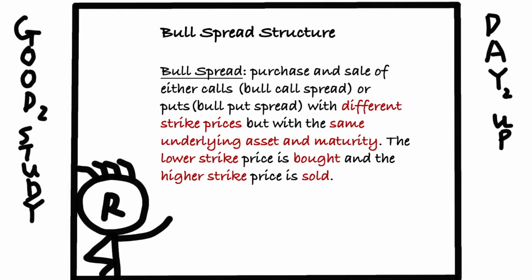Let's first talk about a bull spread strategy. A bull spread involves buying and selling either calls or puts with different strike prices but with the same maturity. The lower strike is bought and the higher strike is sold. If you do it with calls, then it's called a bull call spread. If you do it with puts, then it's called a bull put spread.